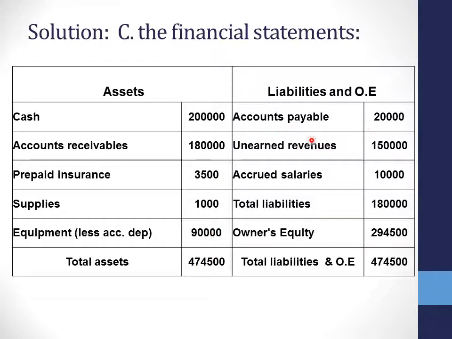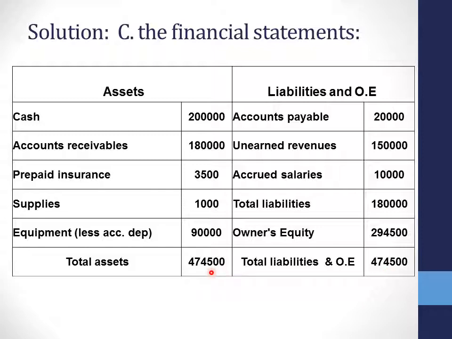Accounts payable for 20,000, unearned revenues 150, accrued salaries 10. This is the total liabilities. And add the owner's equity from the previous owner's equity statement we have just made. Place it here, add total liabilities plus owner's equity. The result will be the total liabilities and owner's equity, and it should be equal to the total assets.